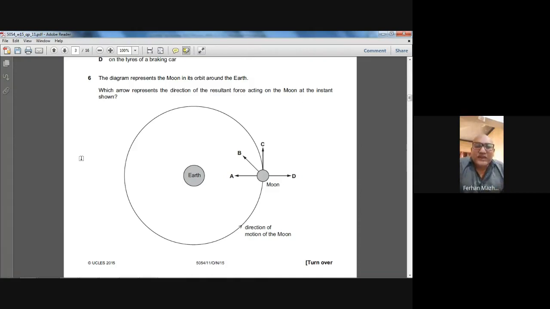You see, the moon is moving in a circular path around the earth. And you know, whenever a body moves in a circular path, a centripetal force acts on it. The direction of the resultant force is always towards the center of that circle. So I think the resultant force should be A. The direction of that resultant force should be A, towards the center of that circle in which the moon is traveling. So A is the choice. Marking scheme also says A. Question number 6, A is the right answer, sir.